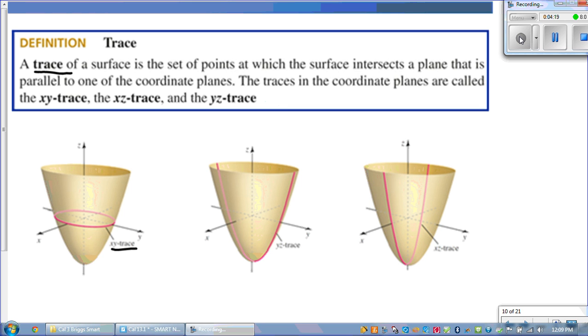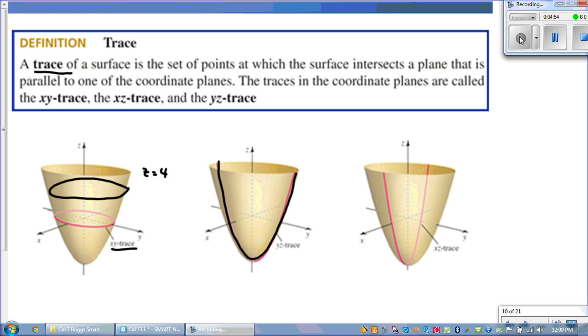If you looked at another trace of a plane parallel to the xy plane, so let's say we looked at the plane z equal to 4, then somewhere up here we would have a circle where that paraboloid intersects the plane z equal to 4. So that would be a trace with the z equal 4 plane. So in the second graph here, we're intersecting the paraboloid with the yz plane. The yz trace would be this graph. So it's that parabola.